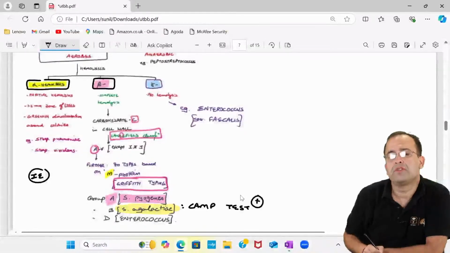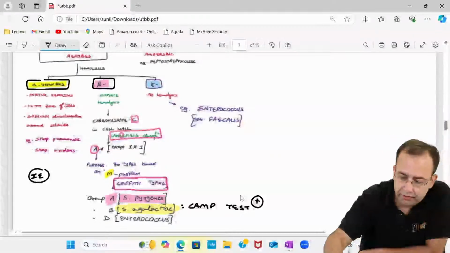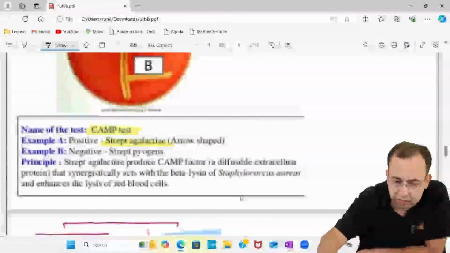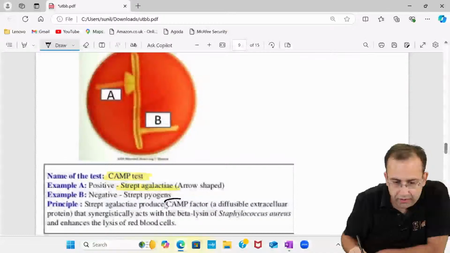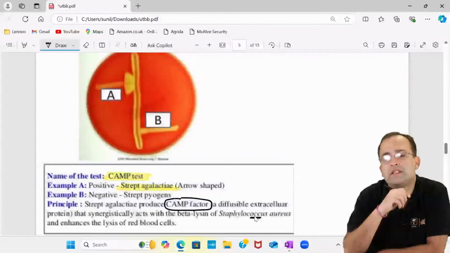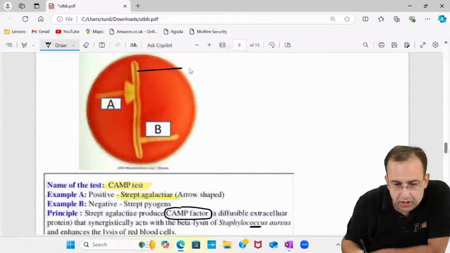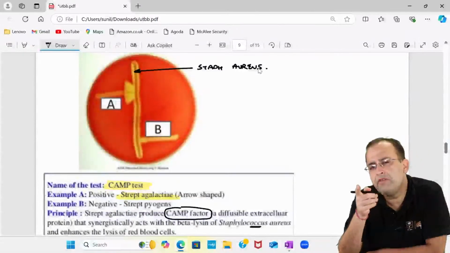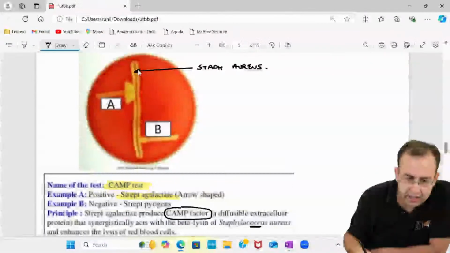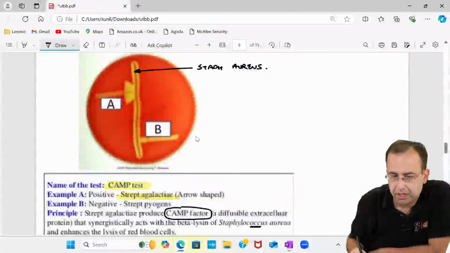What is the CAMP test? Again, an identification image can be given. It is an enhanced butterfly zone of hemolysis because of formation of CAMP factor that acts with Staph aureus and enhances RBC lysis. Look, what does this mean? This streak is that of Staph aureus. Staph aureus is vertically streaked. A is Strep agalactiae, B is Strep pyogenes.